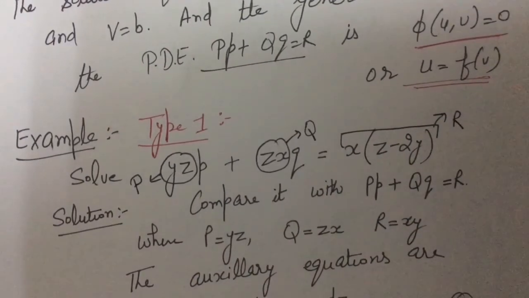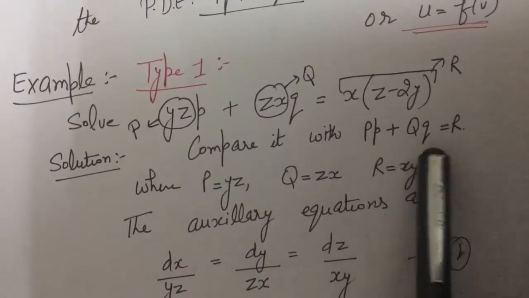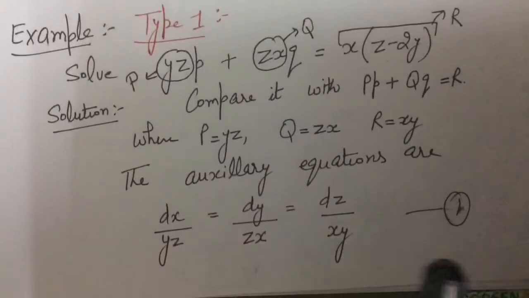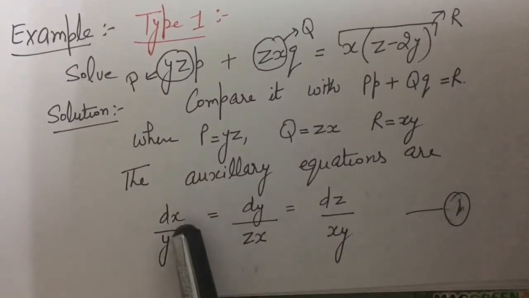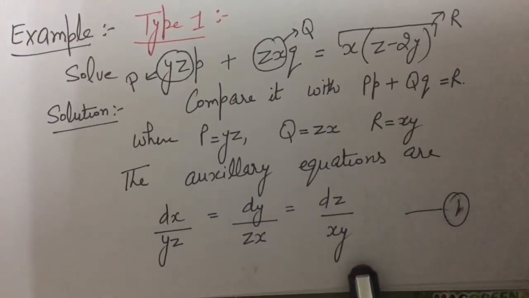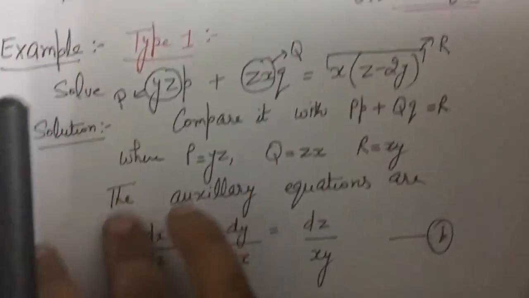Compare it with the general form of the Lagrange's linear equation, that is Pp plus Qq is equal to R. We find the values of P, Q and R. To solve this Lagrange's equation, first of all we write the auxiliary equations: dx upon capital P, dy upon capital Q, dz upon capital R. Put down the values of P, Q and R, and you will get the auxiliary equation in this way. Now, from this auxiliary equation, you can take any two terms from these three. Suppose we take the first two terms.